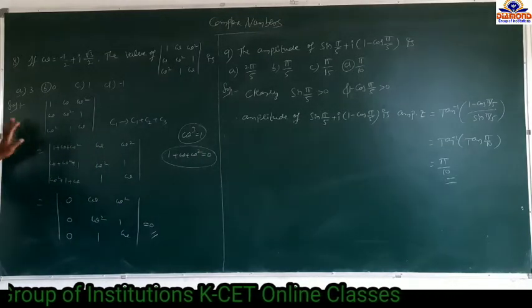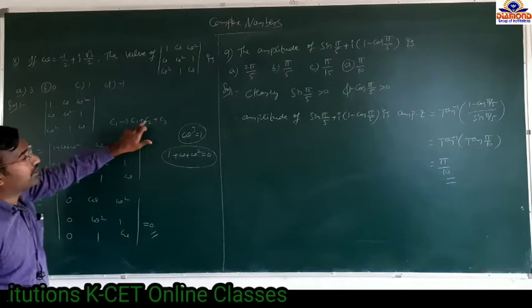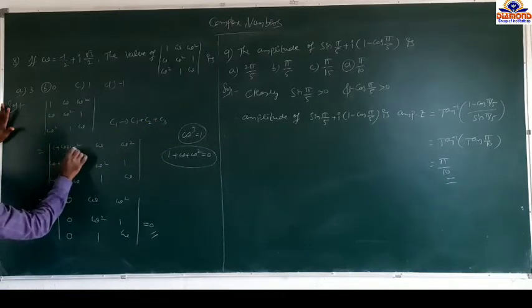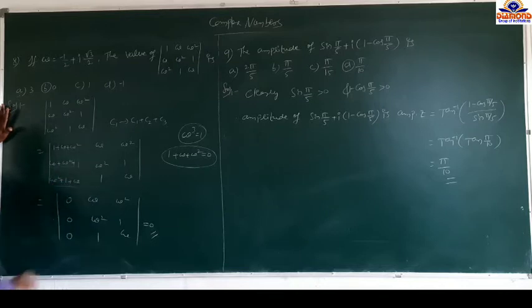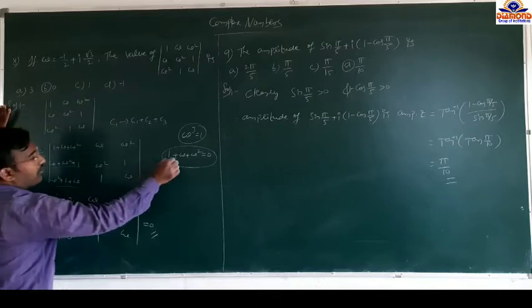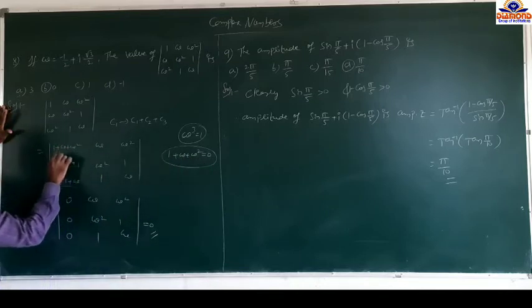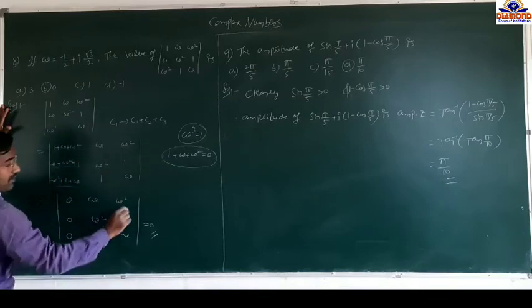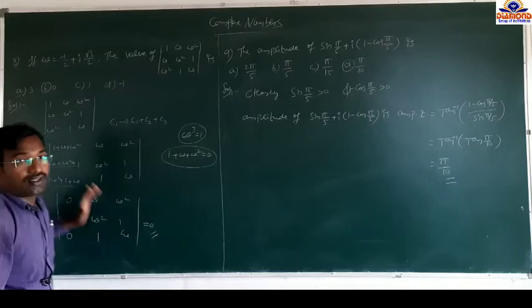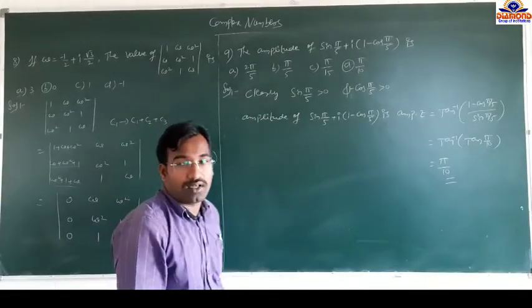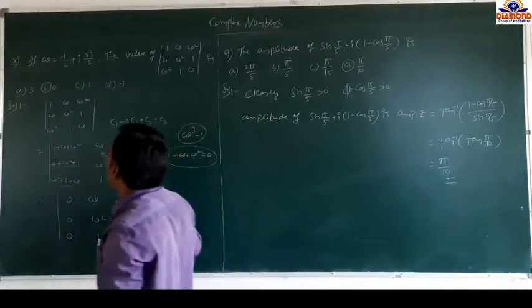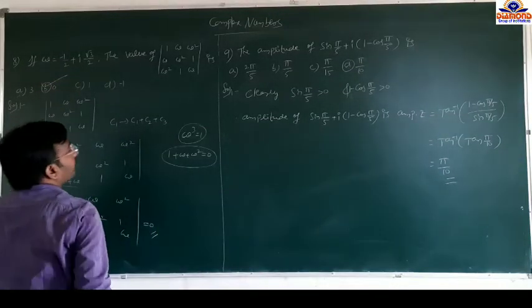So you can do C1 changes to C1 plus C2 plus C3. So what you get is the first column changes to 1 plus omega plus omega square. Here also the same, here also the same. So 1 plus omega plus omega square value is 0, so the first column is all 0. Second column, third column keep as is. In a determinant, if any one row or any column is 0, then the determinant is 0. So the answer is option B, 0.